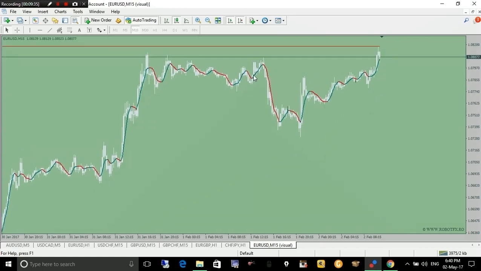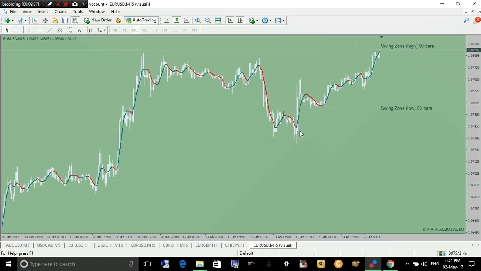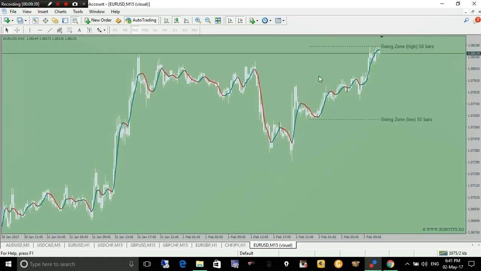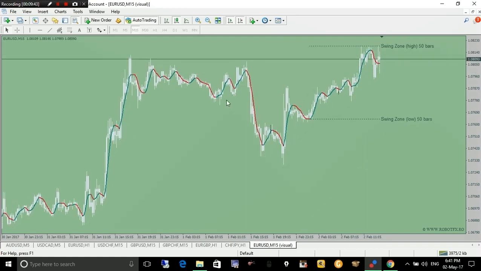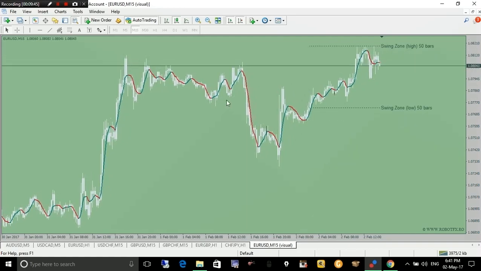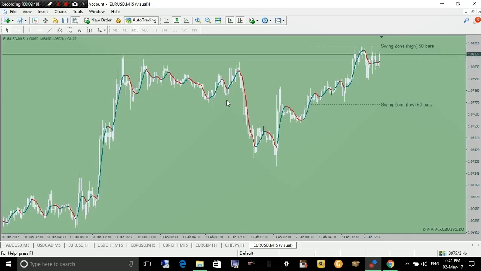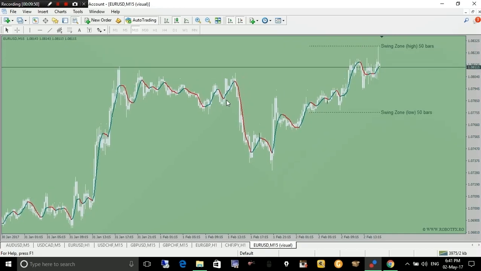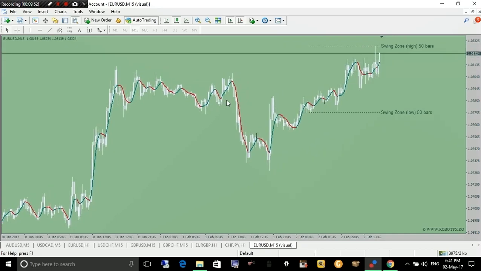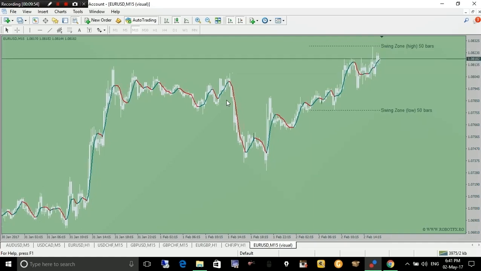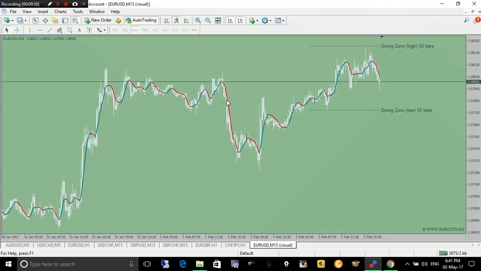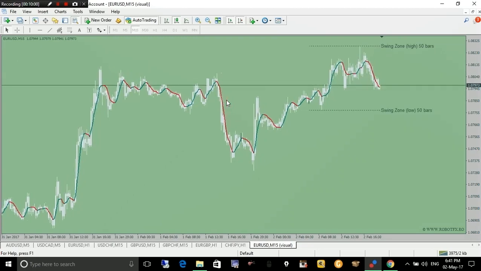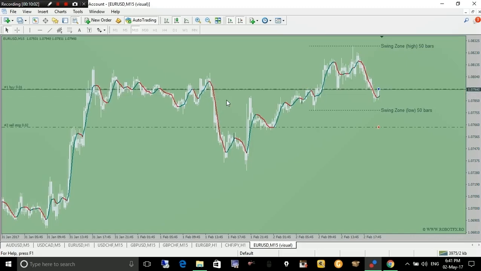According to the non-lag moving average on the chart, and the swing zone confirmation area. It looks like I chose a wrong chart, or a wrong period, or maybe wrong settings within the expert advisor.